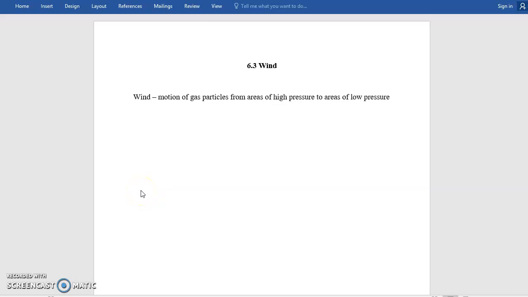This is actually the perfect day for this because it's kind of gusty and blustery outside. So today we're going to talk about wind. This is 6.3 of the Earth and Space Notes.